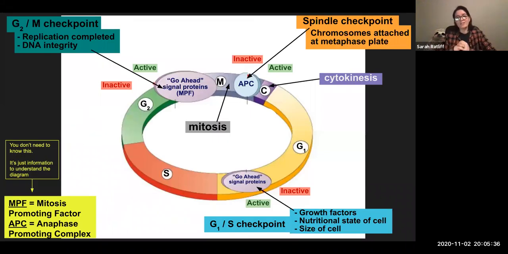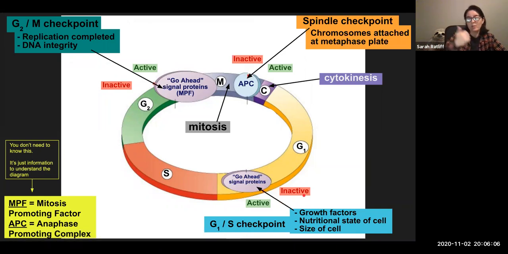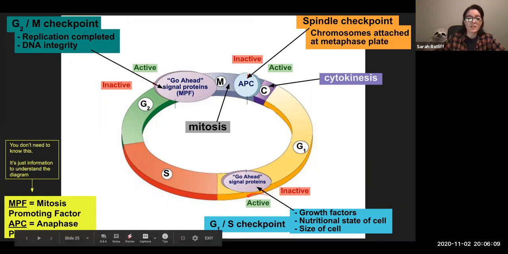Here's another look at it. Repetition is key here. All right, G1. We're doing our G1 thing. Stop. Most critical checkpoint here. Most important checkpoint. Is everything good to go? Is everything in line? All right. Right here, it can either be turned away and inactive, go back to that G0, doing nothing stage, or we can go past it, get active, we are good to go.